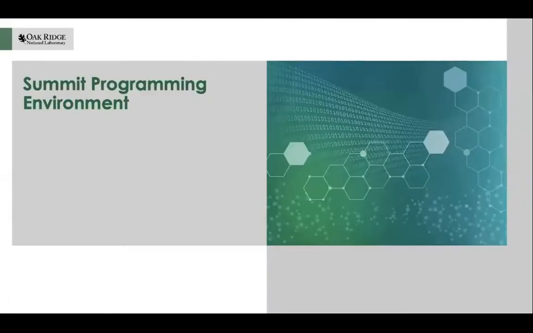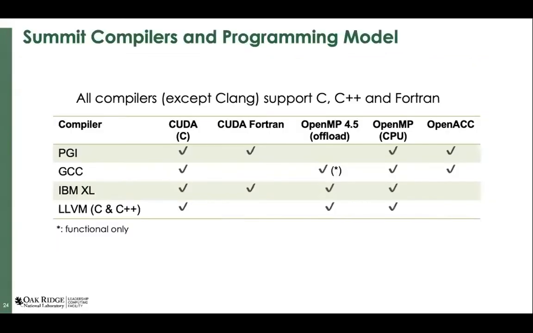So let's take a closer look at the Summit programming environment. We have the PGI compiler for CUDA, C, and Fortran. We distinguish between C and Fortran specifically because LLVM Flang is a little behind, or a lot behind, the Clang part. Here we also have GCC support, which is provided via OLCF itself.